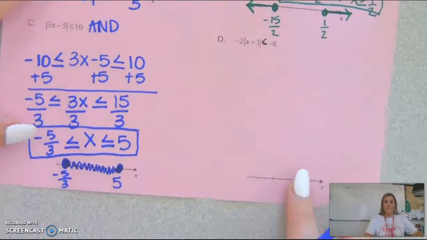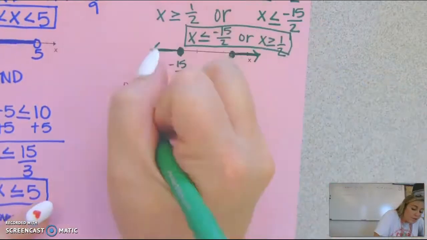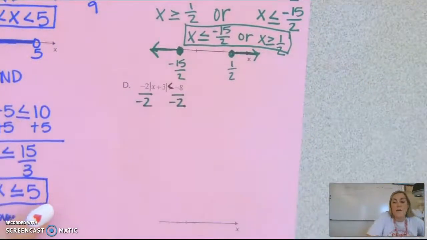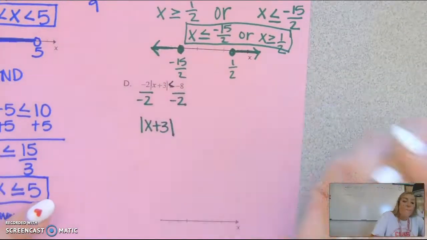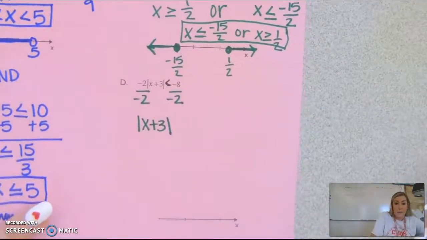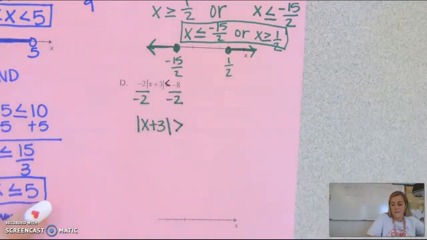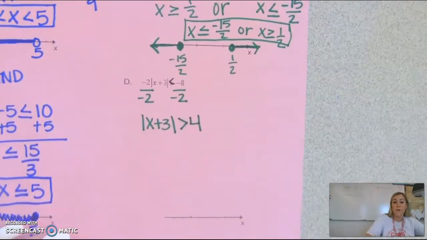Okay, last one. So this one does not have absolute value by itself. So the first thing that I need to do, divide both sides by -2. When I do that, I have the absolute value of x plus 3. I divide it by a negative. Remember, when I divide by a negative, I have to flip that sign. And that turns into a 4.